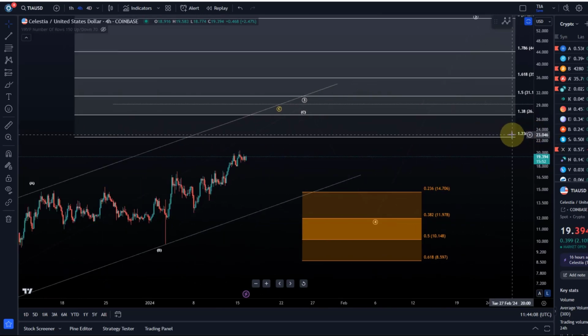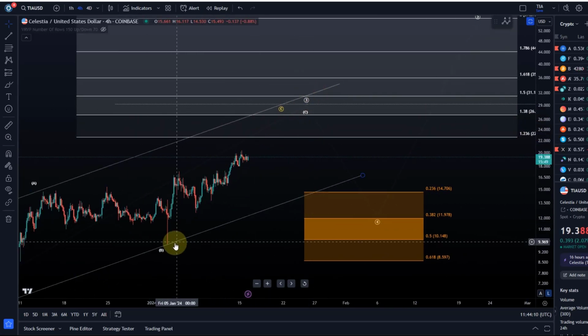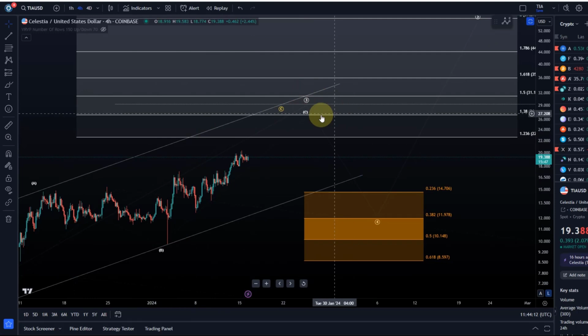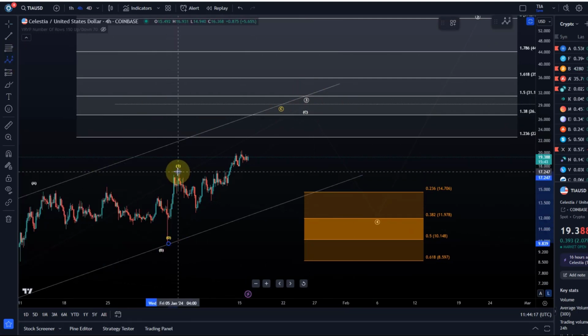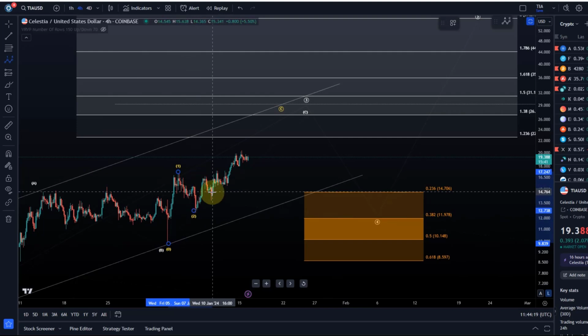Now, in the very short term, it's difficult to say what exactly this is. But if we are in a C wave, it's likely that we moved up in a wave 1. This is a wave 2. Yeah, the problem is what exactly is this? It's not very clear to me.